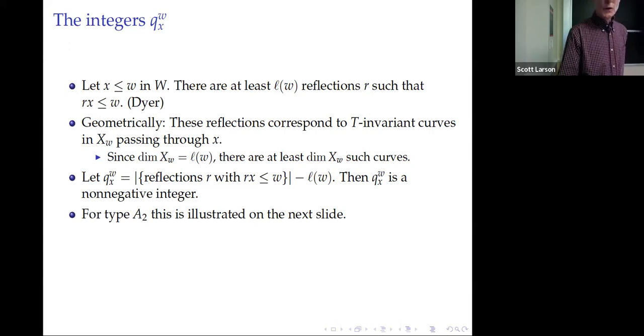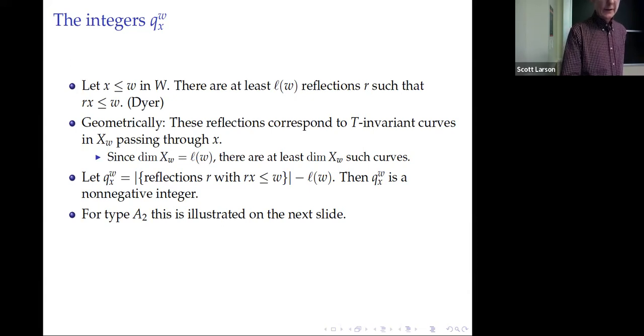And that's this geometric interpretation of Dyer's statement. And we define QXW to be the excess number of T invariant curves. It's the number of reflections above the minimum of T invariant curves that go through that point. So it's a non-negative integer, and we can illustrate it on the next slide.